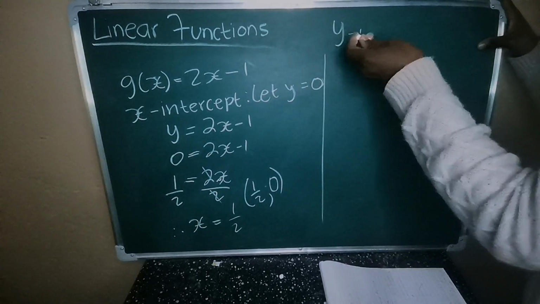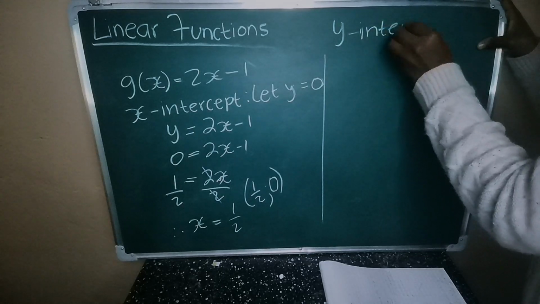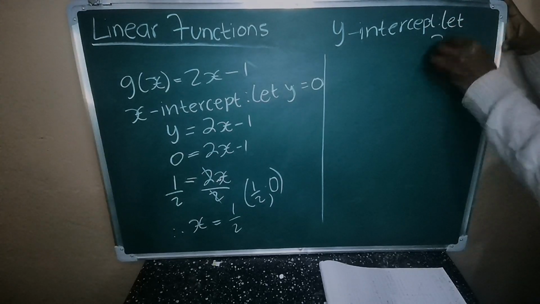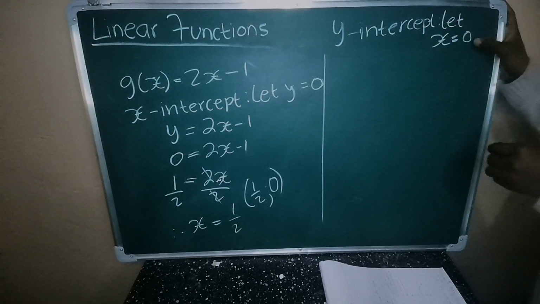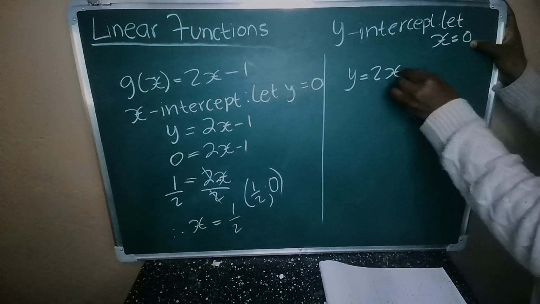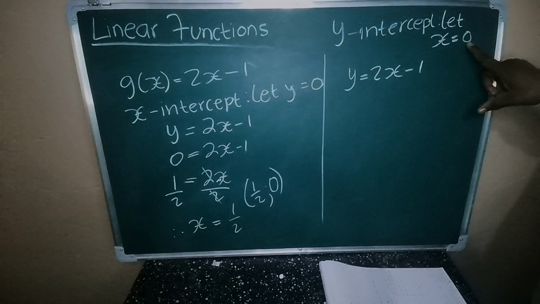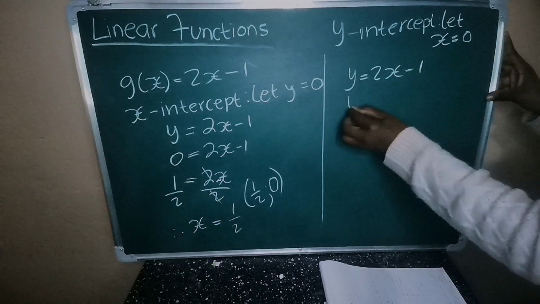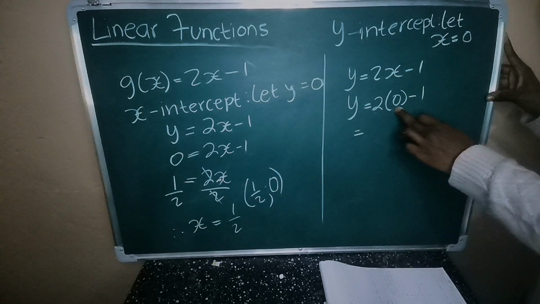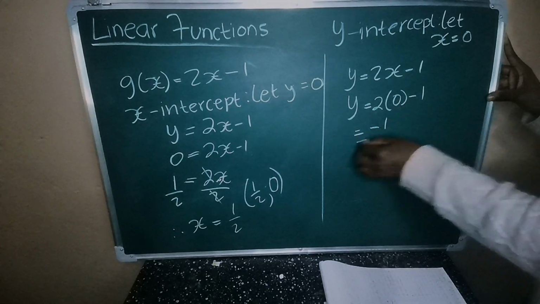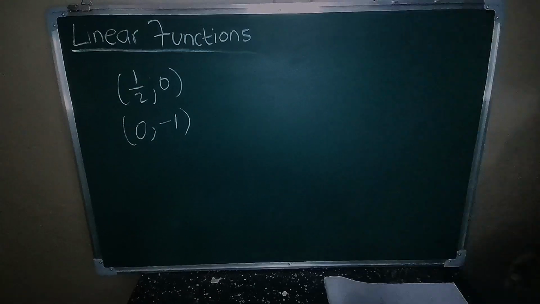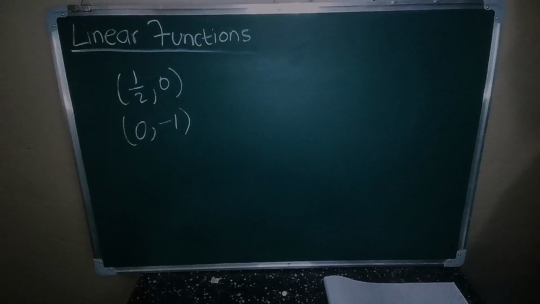Now for y-intercept, you let x be equal to 0 in the function y is equals to 2x minus 1. x taking 0, y is equals to 2 multiplied by 0 minus 1. Then 2 times 0 is 0. 0 minus 1 is negative 1. Therefore the coordinates of the y-intercept are 0 and negative 1.